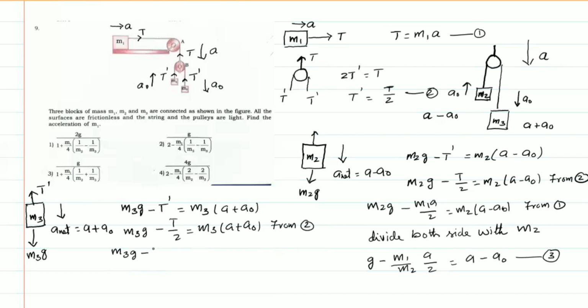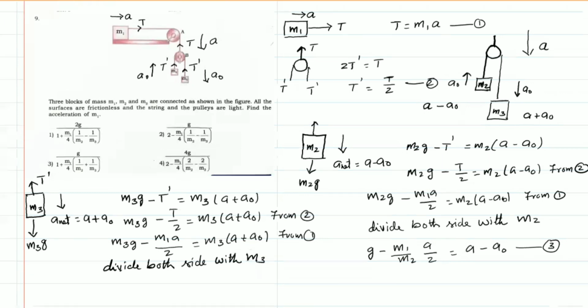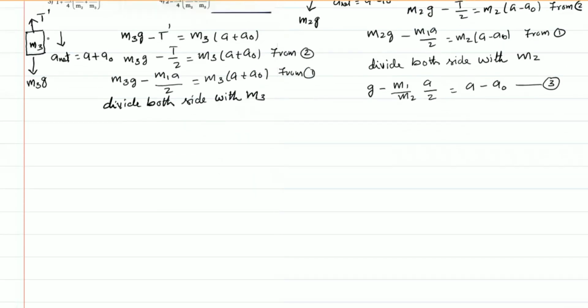Now m3g minus T value is, from the first equation, m1 a1, and I substitute the values. So m1 a1 upon 2 is equal to m3 into (a plus a naught), from the equation 3 value I substituted. Now divide this equation on both sides by m3. Yes or no? So now what will happen? See here, I am going to write the equation. It becomes g minus m1 by m3 into a by 2 is equal to a plus a naught. That is equation 4.